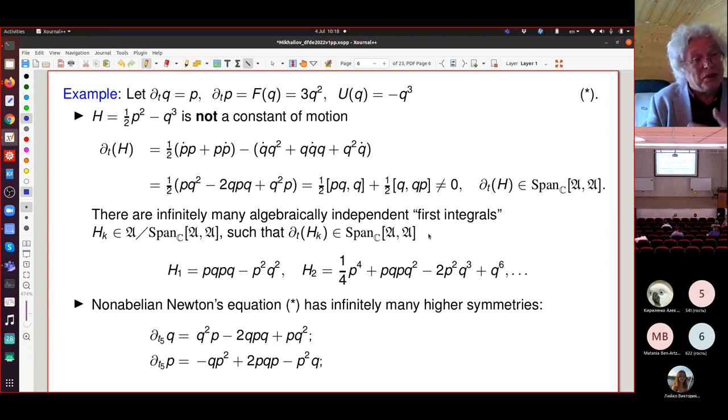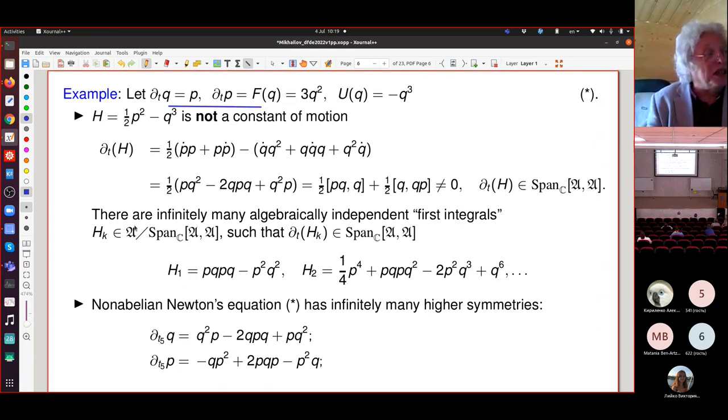Basically, physicists, or people working with matrices, would say: let's introduce the trace, and this span of commutators is exactly the kernel of the trace. So they are killed to zero, because in the trace we can swap variables cyclically. If we define first integrals like that, then the dynamical system we start with has infinitely many first integrals which are independent, for instance algebraically independent. For instance, we have first integrals H1, H2, and we can construct infinitely many of those. And they are all first integrals if we consider them as elements of this quotient space.